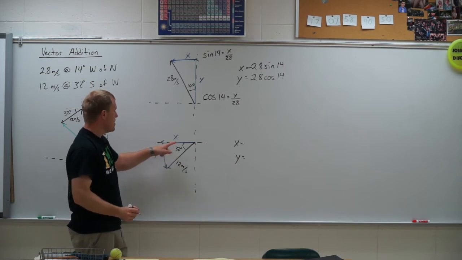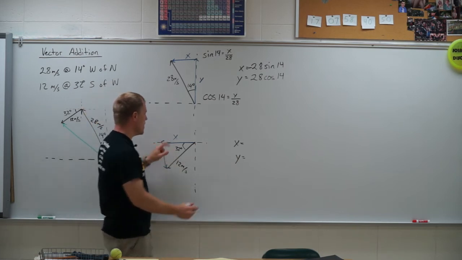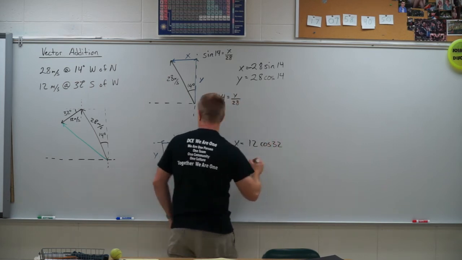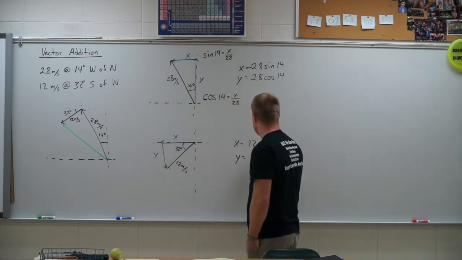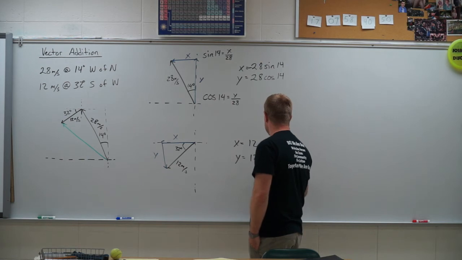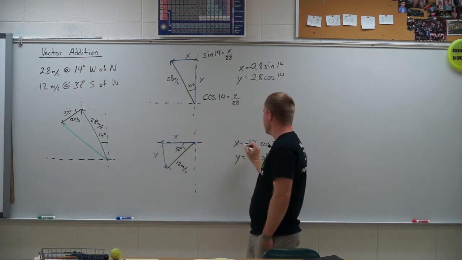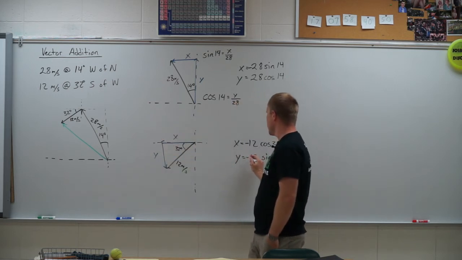Do the same thing down here. Adjacent sides use cosine, so this one is 12 cosine of 32. Opposites use sine, so this one is 12 sine of 32. And I check my directions. Left for the x is a negative, and down for the y is a negative.